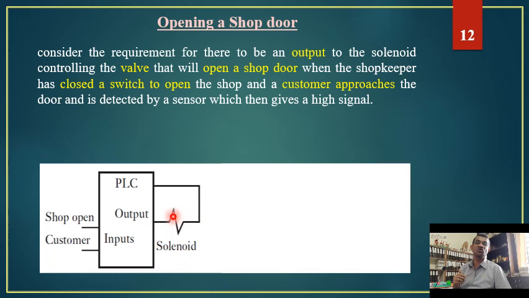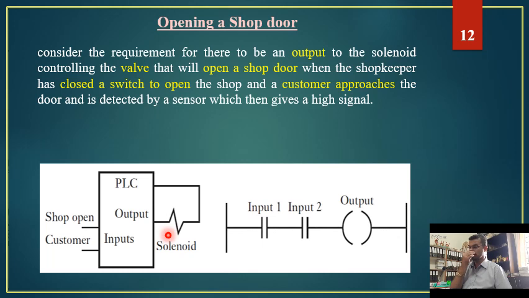The output, of course, is the solenoid which is connected to the door. So here is the equivalent circuit, which is nothing but merely an AND operation. So when input 1 and input 2 are available, then the output is available. When the shopkeeper has turned his switch on, that is input 1. When a customer is arriving, that is input 2, then the solenoid is activated. So this is the solution for the problem that has been mentioned.